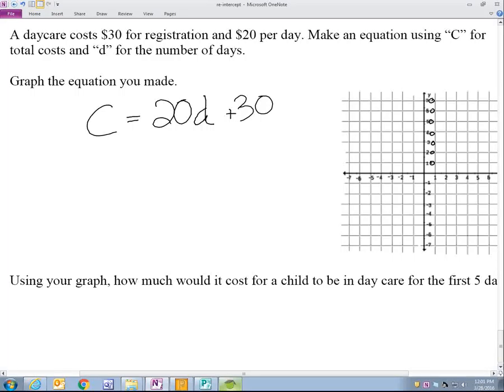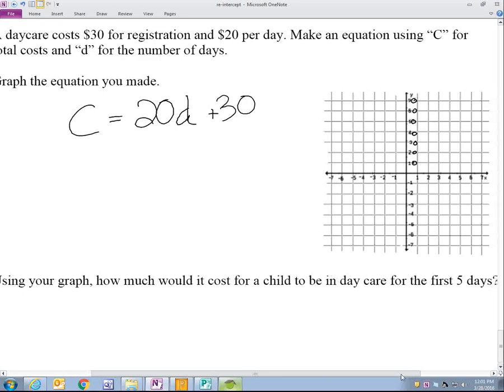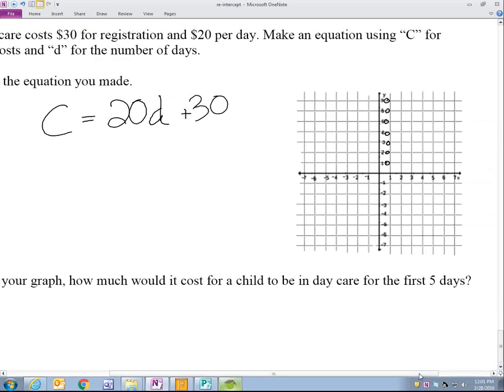And now we're going to graph that. Even though it's not using y and x, do you see how this is the slope-intercept form? It doesn't have to be x. It doesn't have to be y. C is going to be the dependent variable, and D is going to be the independent variable. So we've added those zeros in there. So I'm going to find my y-intercept. B is going to be 30. My slope is going to be 20, which is the same thing as 20 over 1.